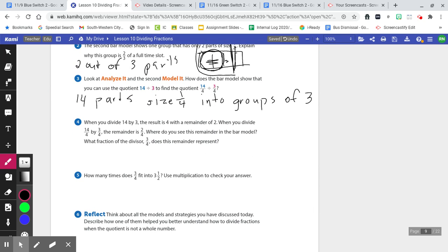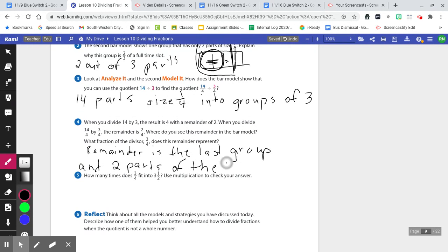So number 4, the remainder is the last group, and it shows 2 parts of the 3 that I need. You can stop that and copy that down.